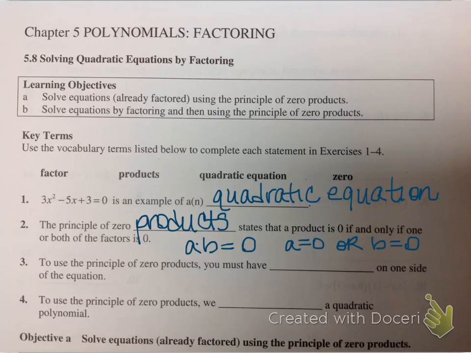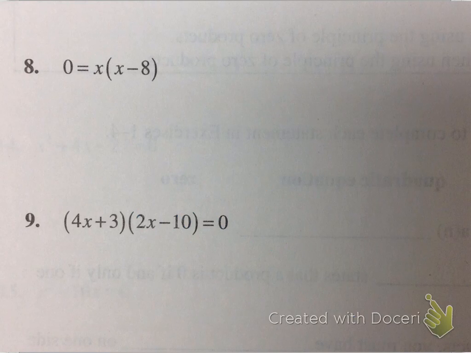To use the principle of zero products, you must have 0 on one side of the equation. And the last one, to use the principle of zero products, we factor a quadratic polynomial. So now let's look at how we can apply the zero product property to quadratic equations.